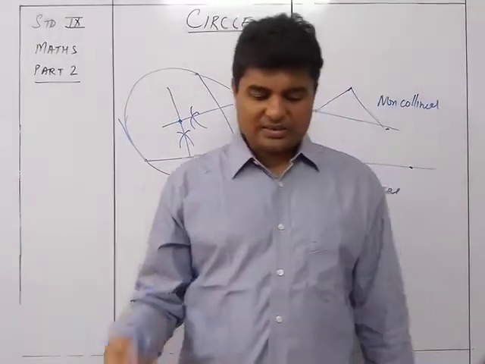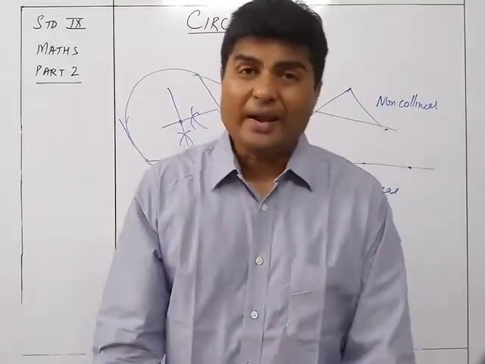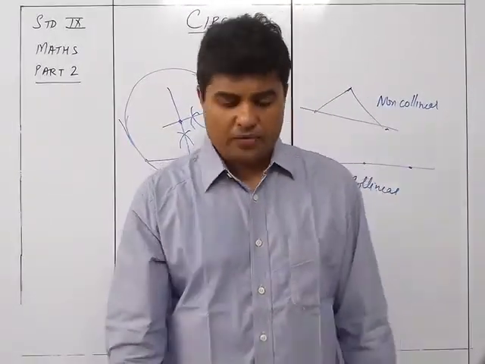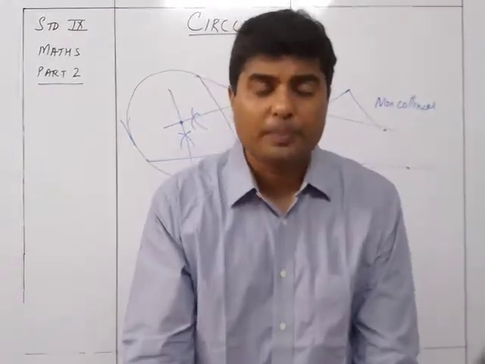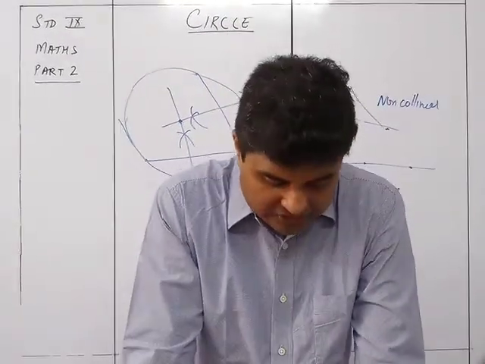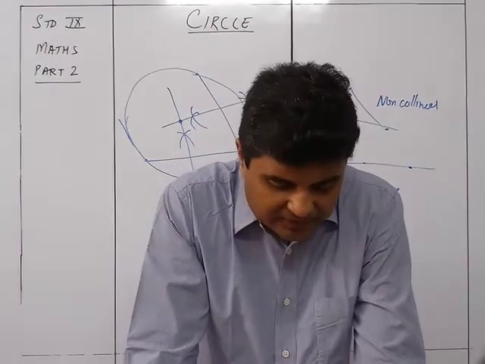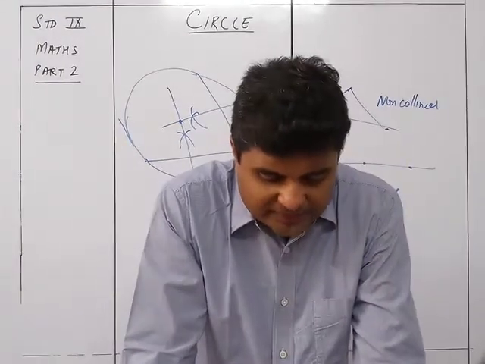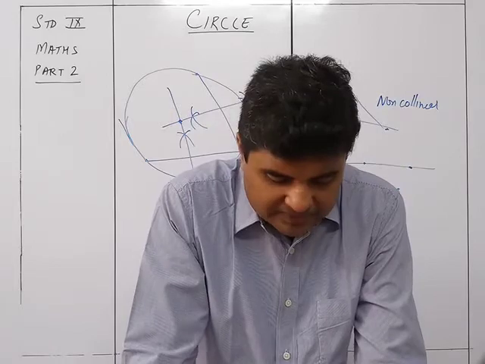So this is just the theorem that one and only one circle can be drawn passing through three non-collinear points. The corollary to this is that in a plane of a circle, the perpendicular bisectors of chords of the circle pass through its center.